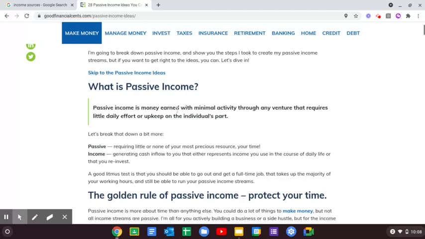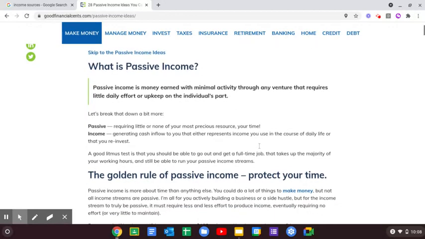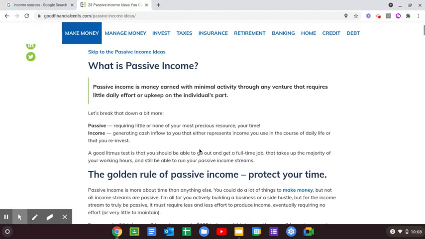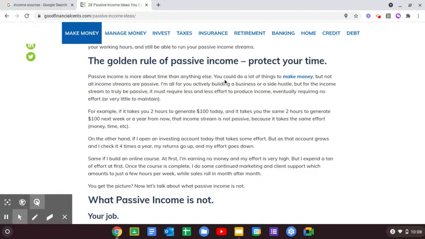Passive income is money earned with minimal activity through any venture that requires little daily effort or upkeep on the individual's part. I like that. So passive, requiring little. And when we talk about income, usually you're going to have to do something. And again, this is what we talked about. You could do a lot of things to make money, but not all income streams are passive.